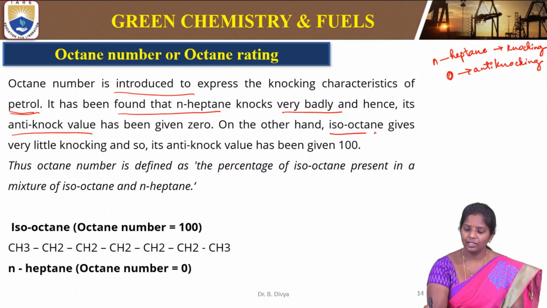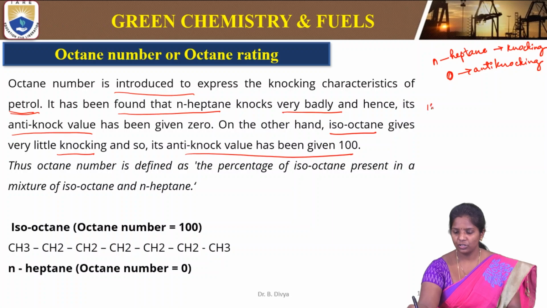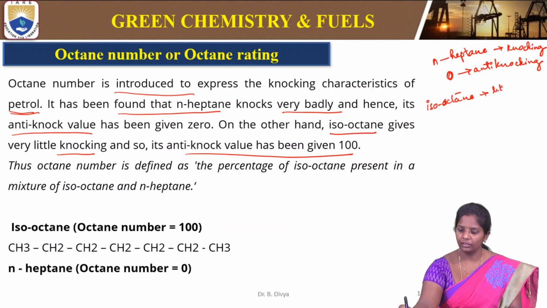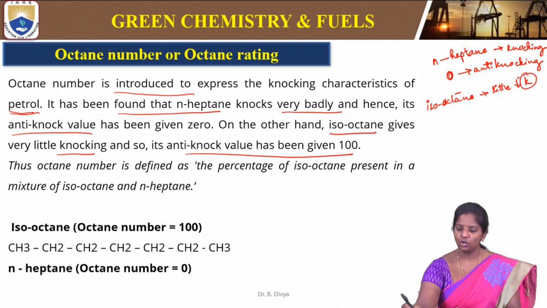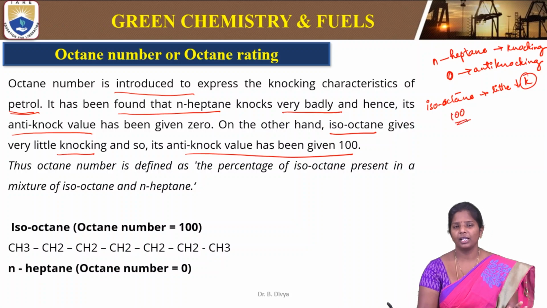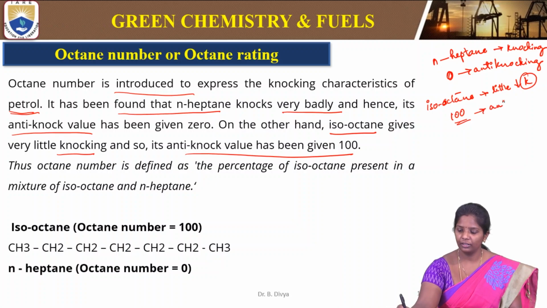On the other hand, isooctane gives very little knocking, so its anti-knocking value is given as 100. It means less knocking, very slight knocking, so it is 100 anti-knocking.